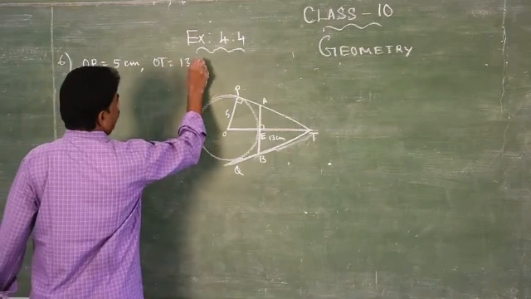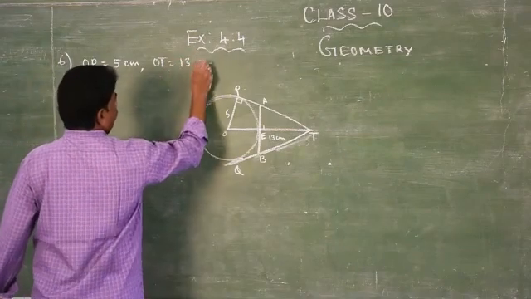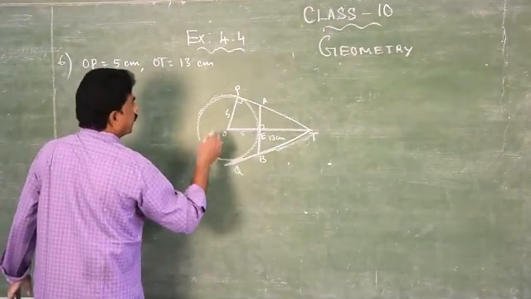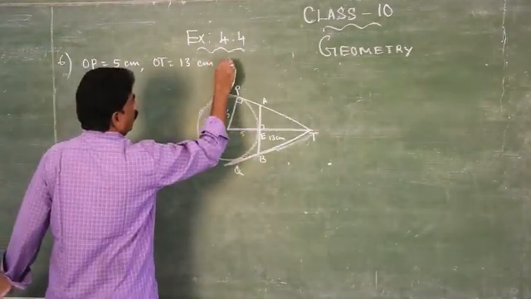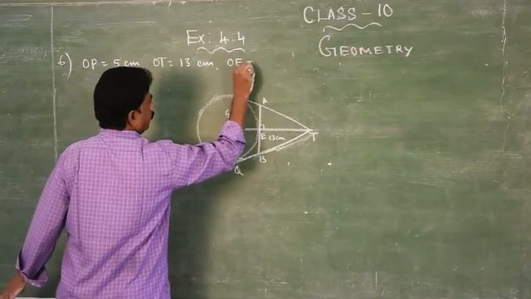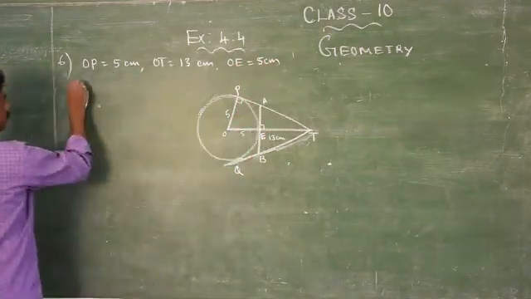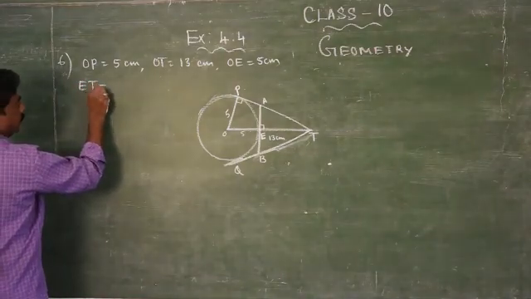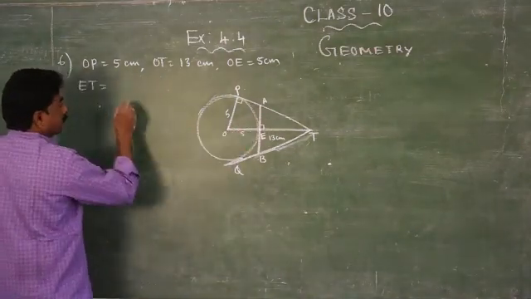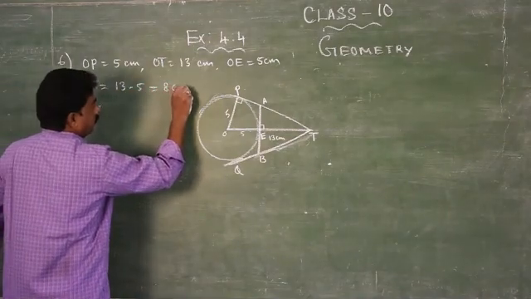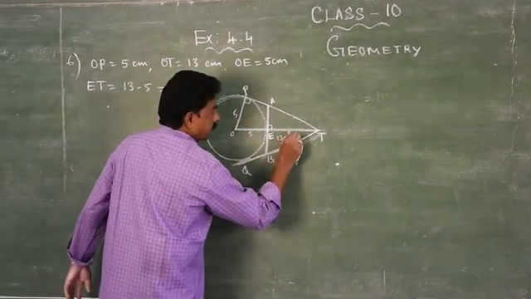Now if OP is 5, automatically OE also is 5 because both are radii. So OE also is 5. If OE is 5, what is ET? So ET is OT minus OE, that is 13 minus 5, that is 8 centimeters. So ET is 8 centimeters.